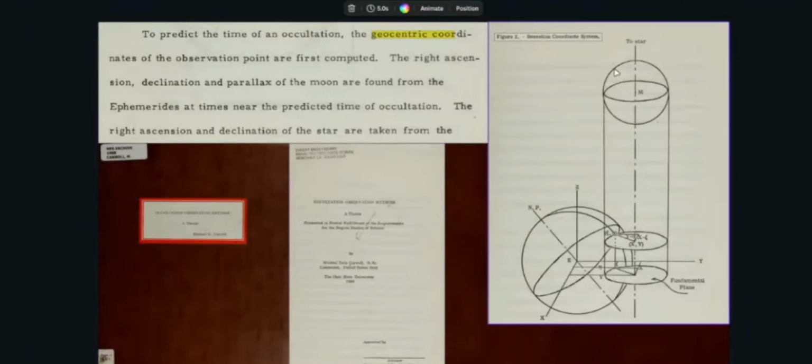And then here's a diagram of what the Besselian coordinate system looks like, with that fundamental plane and the observer intersecting here to make the predictions.